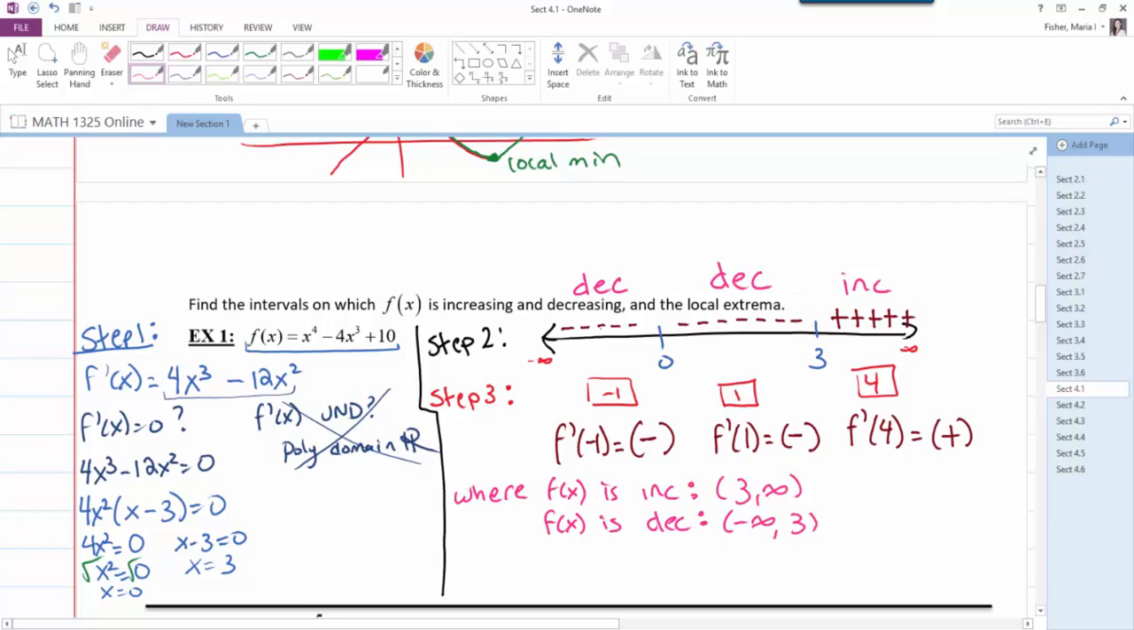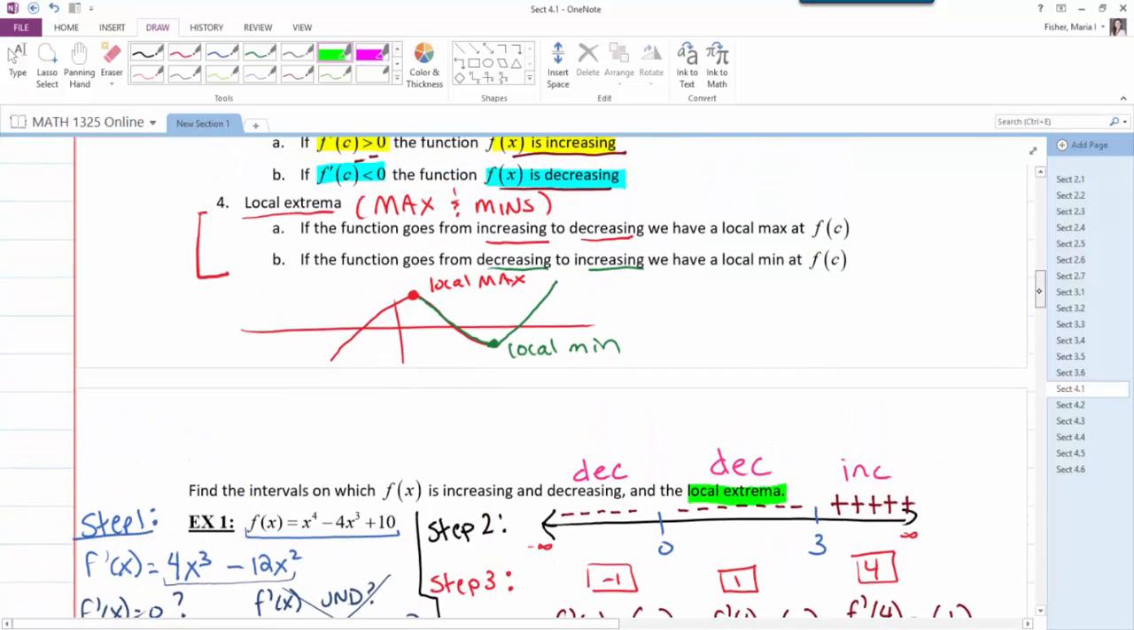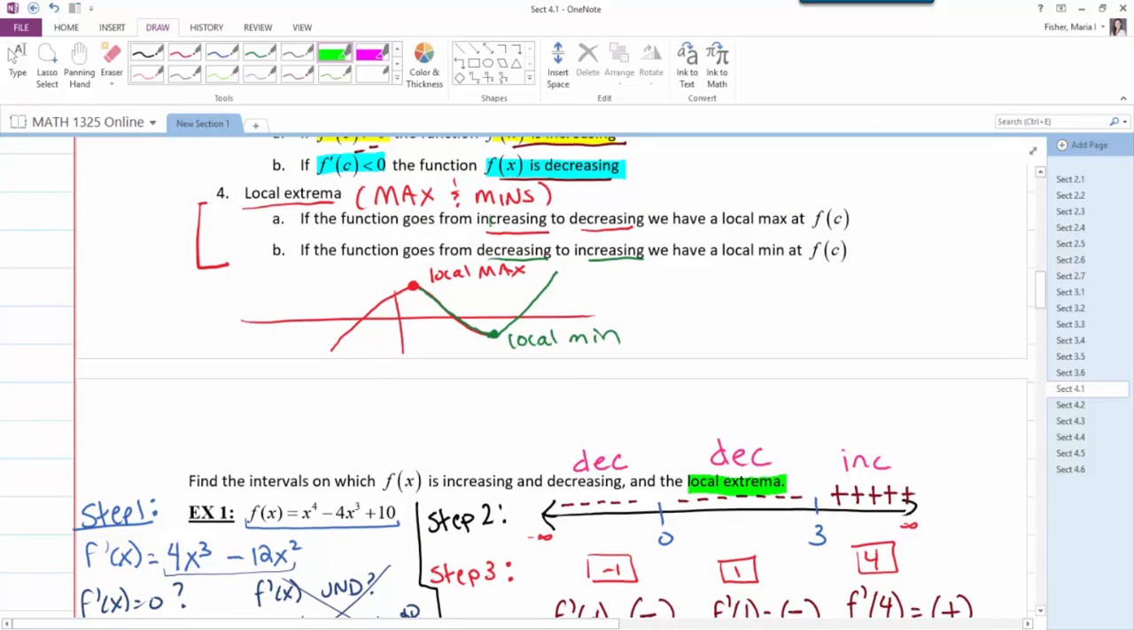The last thing it's asking us to find here in this example is it's asking us to determine what the local extrema is. So we need to figure out what's our local extrema. Well, our local extrema is our maximums and minimums. And how do we find maximums and minimums? Well, we said if your function goes from increasing to decreasing, you have a max. And if your function goes from decreasing to increasing, you have a min.